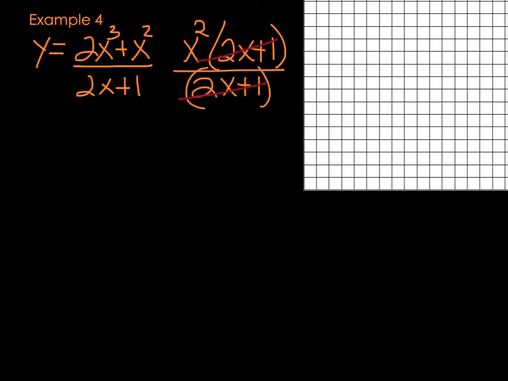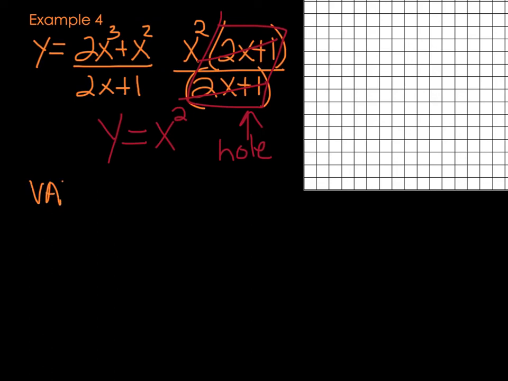And that means that all we really have is y equals x squared. And that's a very easy graph to do. It's a parabola. However, because we crossed out a factor, it's going to be a parabola that has a hole in it. So everything that we do for this graph is going to be based on only y equals x squared, except the hole. Vertical asymptote: parabolas don't have asymptotes, none.